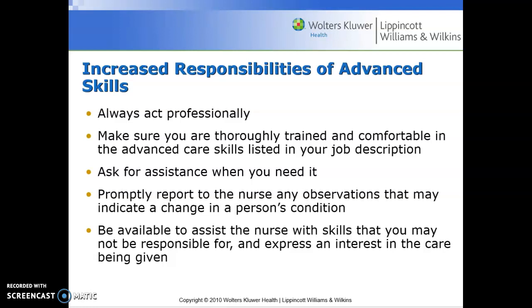Make sure that you are thoroughly trained and comfortable in the advanced skills listed in your job description. Always ask for assistance when needed. Any changes that you may observe regarding a patient or a person's condition, you need to report that immediately. You need to be available to assist the nurse with any skills that she may need assistance with.